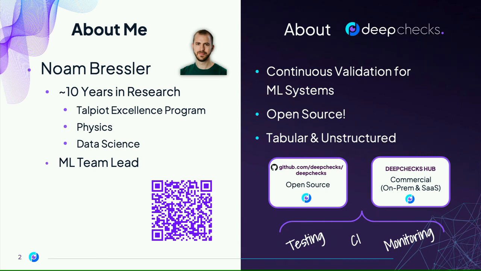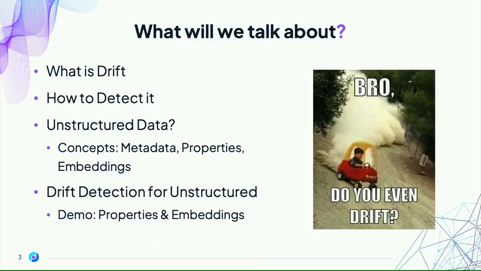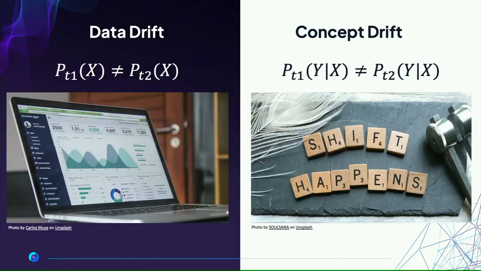We'll be using a couple of examples from this open source repo during the demo at the later part of this talk. So we'll start by talking about what is drift and how can we detect it. Then we'll continue to talk about how we can do that for unstructured data. We'll break unstructured data into a couple of concepts, metadata properties and embeddings. And we'll finish with a demo showing how you can actually detect drift using open source code and understand what the source of the drift is.